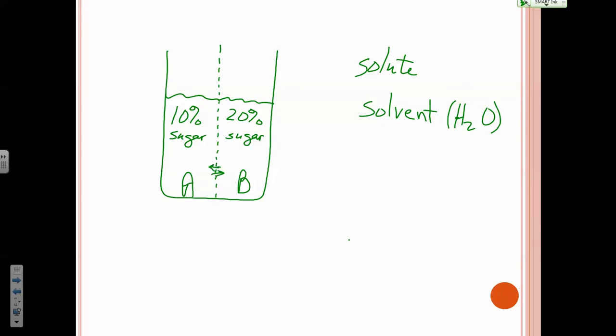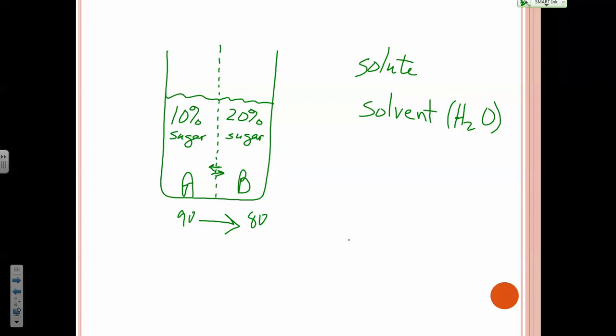Okay, so you've got water randomly moving in both directions. What is the net movement of water going to be? Go back to AMP1. From A to B or B to A? It'll be from A to B because A is 90% water, B is 80% water, right? And it goes from high to low concentration.